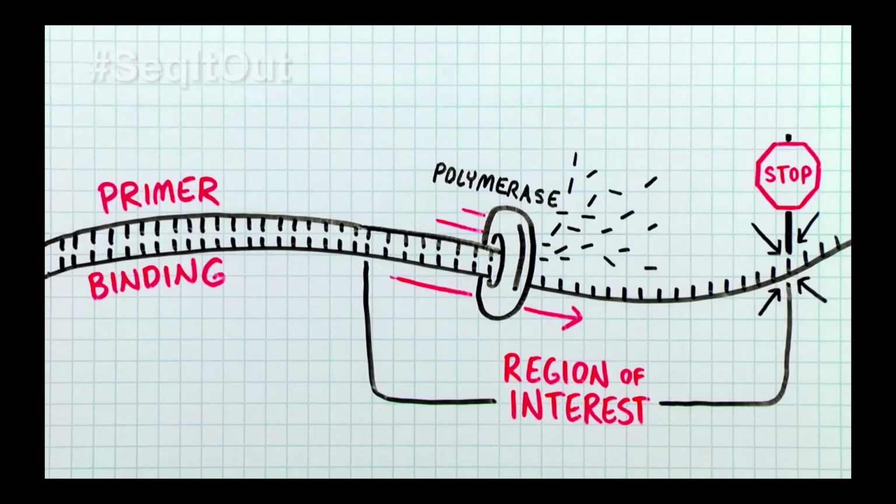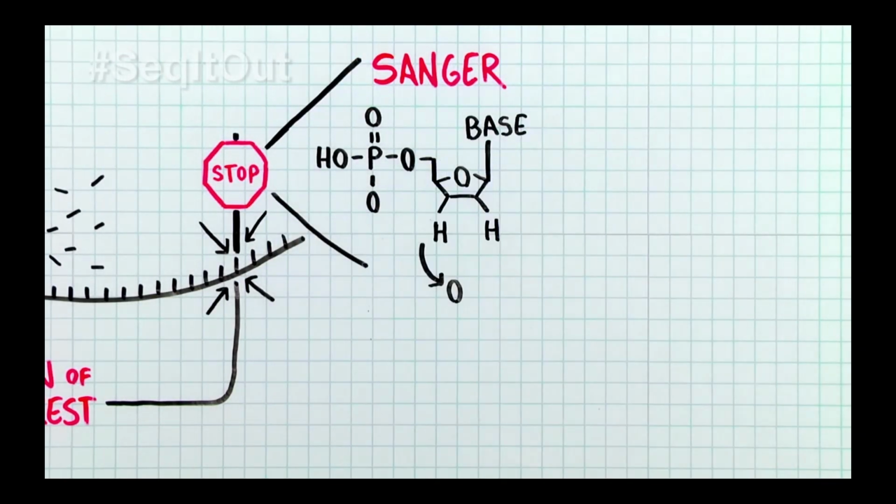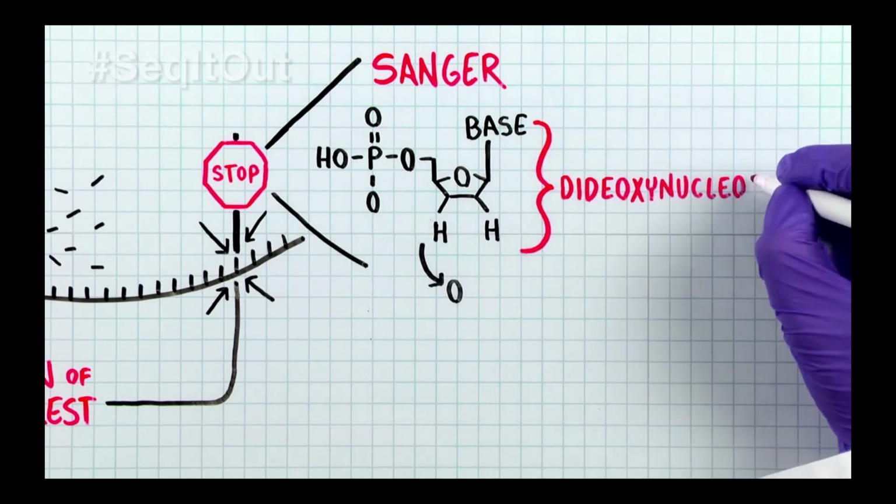To find the exact composition of the DNA sequence, we need to bring this reaction to a defined stop that allows us to identify the base at the very end of this particular DNA fragment. Sanger did this by removing an oxygen atom from the ribonucleotide. Such a nucleotide is called a dideoxide nucleotide.